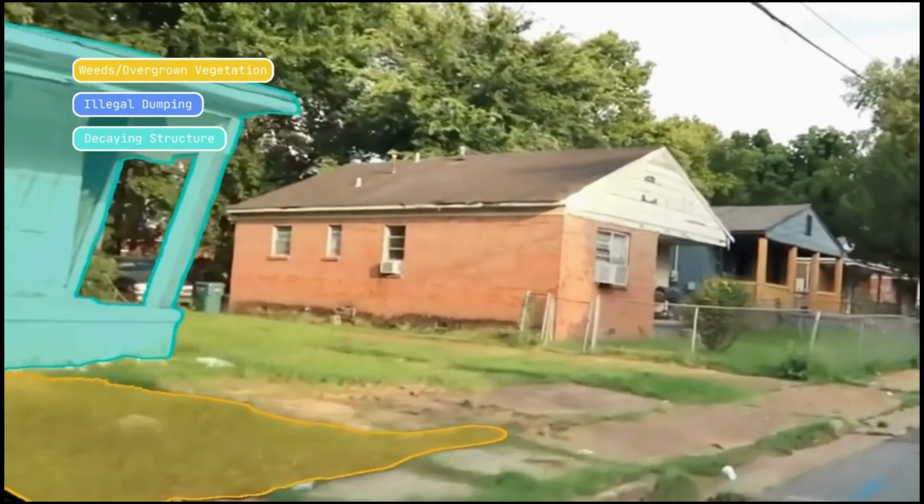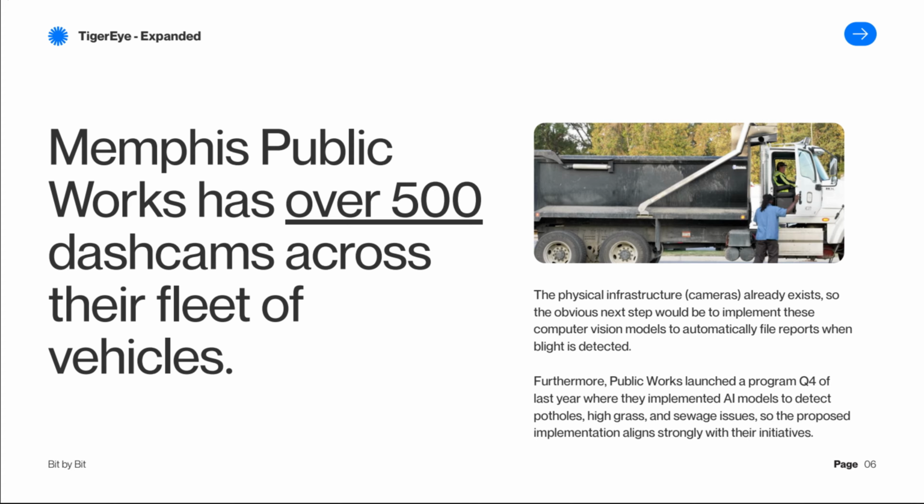And key to this implementation is the fact that Memphis Public Works already has a massive fleet of vehicles equipped with, guess what, dash cams. So the physical infrastructure, the cameras, they're already there. It's just untapped potential.